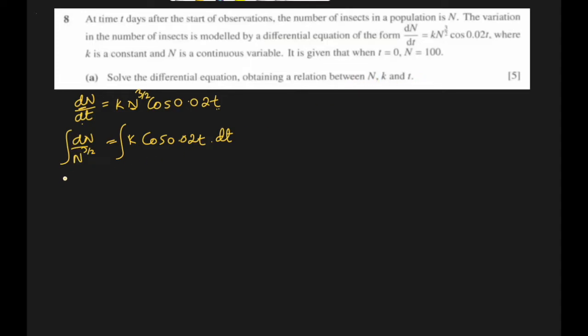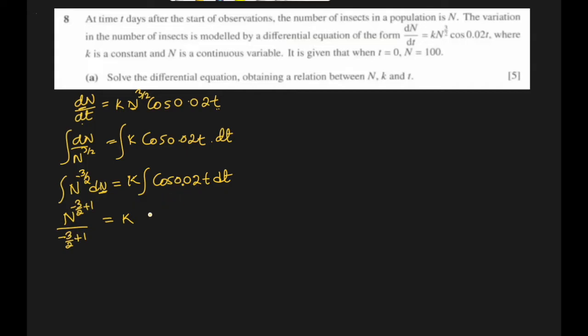So let me rearrange this one. It becomes n to the power negative 3 over 2 dn equal to, k is a constant, keep it out, cos 0.02t dt, and we have to integrate them. So here, see, it's a simple exponential expression, and that's a variable. With respect to n, we are integrating it, so the exponent goes up by 1 and we divide by the same new exponent, equal to k.